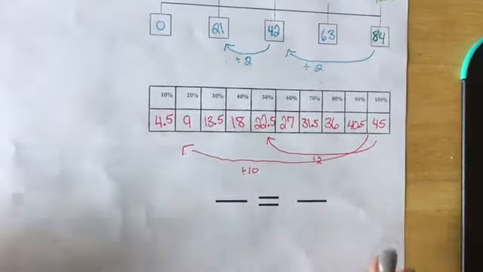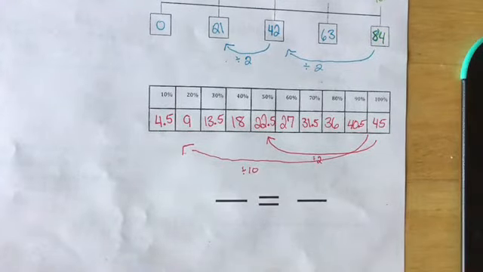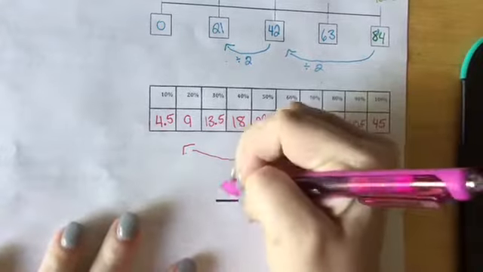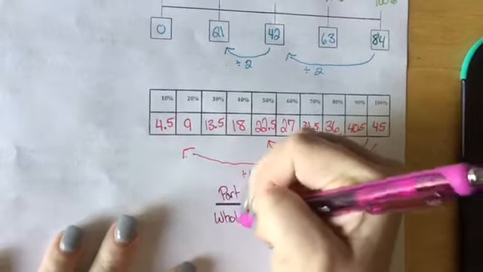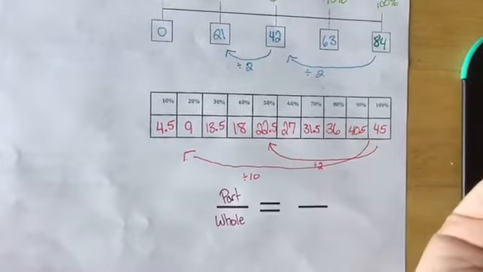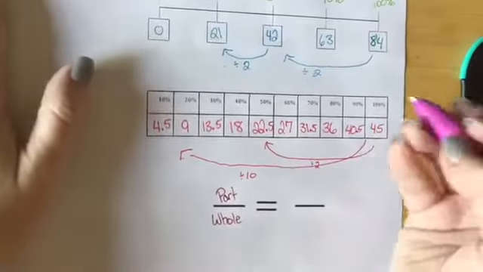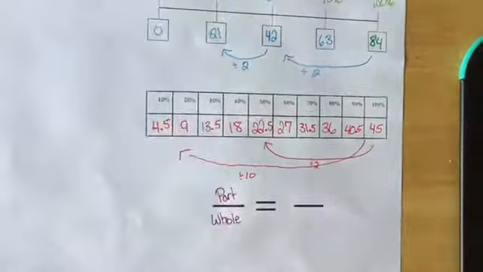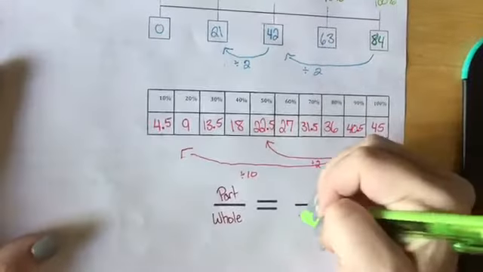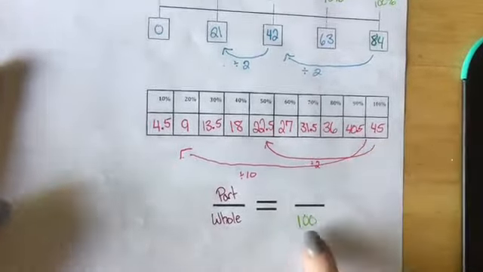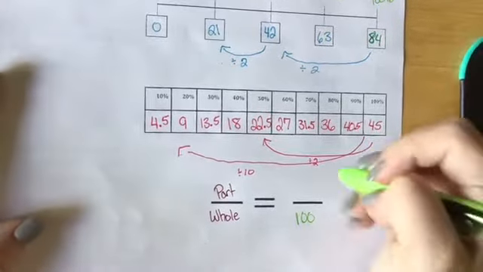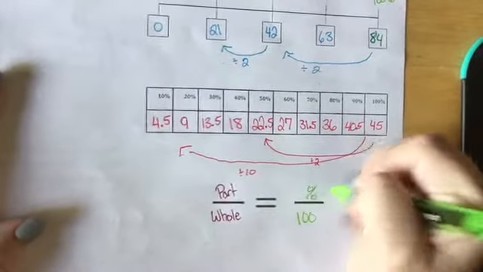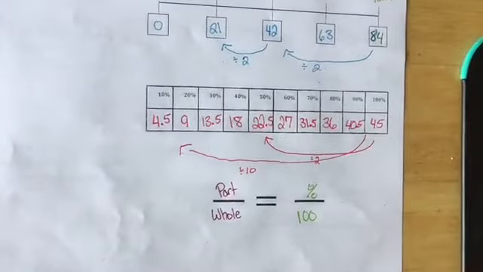So then we take a look. We want to set those up as fractions. When we set up a fraction, I always say part over whole. That's how all fractions are set up. In a percent, the denominator is always 100. So I'm going to say 100 for the denominator. And then I say what that percent number is over 100.